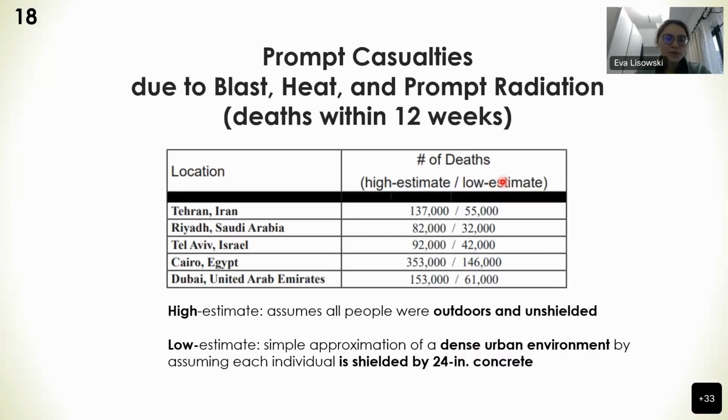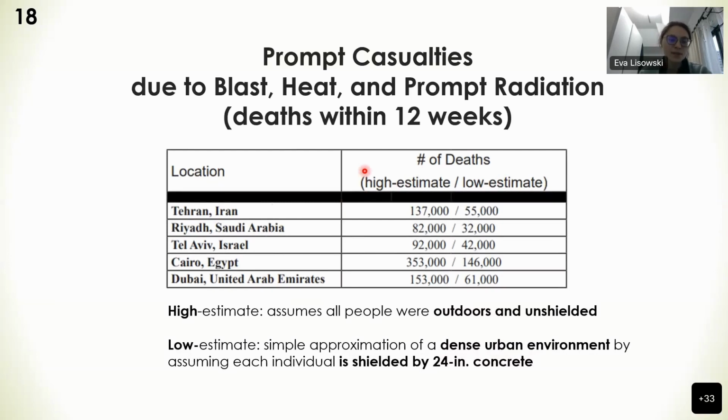So for the prompt casualties due to the blast and heat and the prompt radiation of the explosion, prompt casualties are considered deaths within 12 weeks. And so here are the numbers according to each city. And I did two simulations for each case.